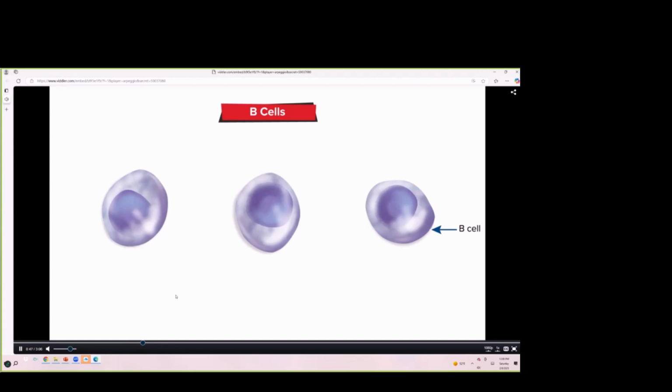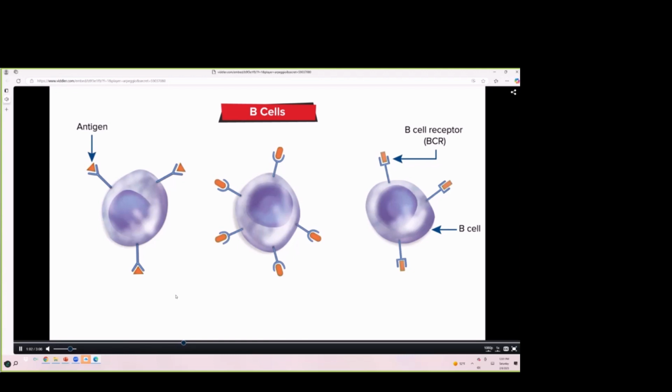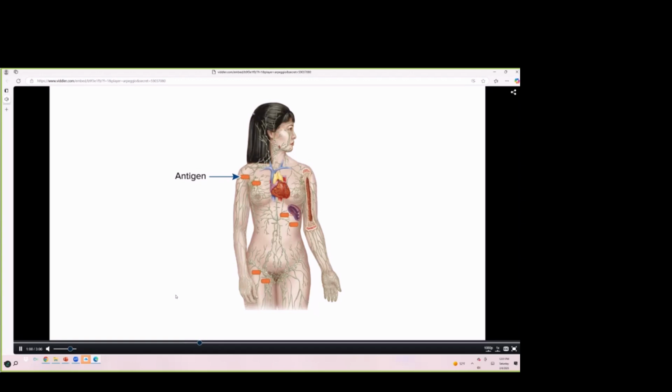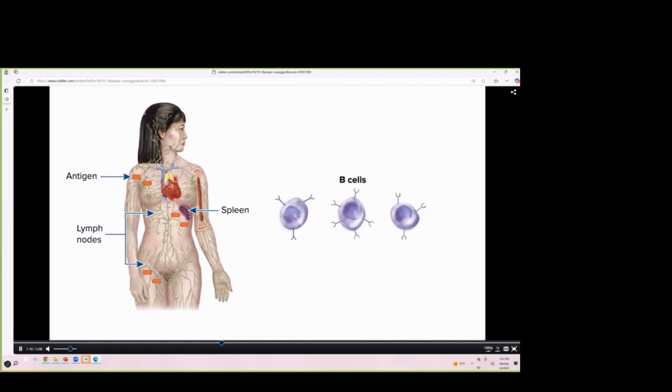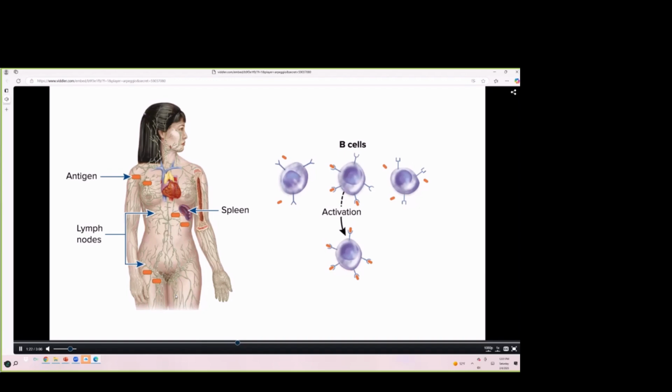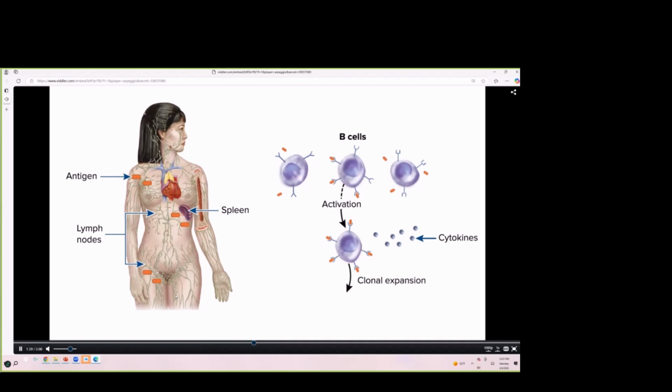B cells are responsible for production of antibodies that target specific antigens present in the tissue fluids of the body. The B cell response is specific because each B cell contains a unique B cell receptor, or BCR. Each B cell receptor recognizes a specific antigen. Because antigens are often found in the tissue fluids of the body, they eventually make their way to the lymph nodes or spleen, where a large number of inactive B cells reside. If one of the B cell receptors recognizes an antigen, then that B cell is activated. Once activated and exposed to chemical signals called cytokines, the selected B cells undergo clonal expansion.